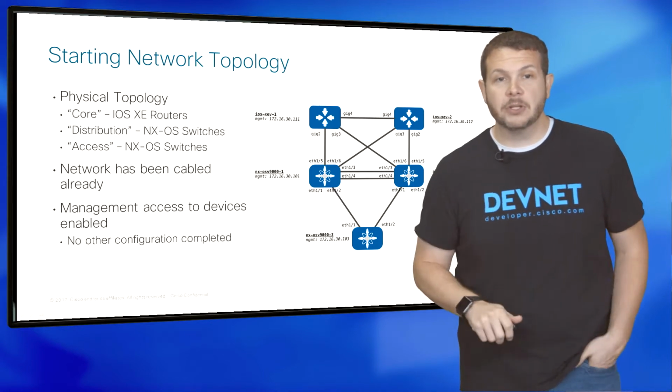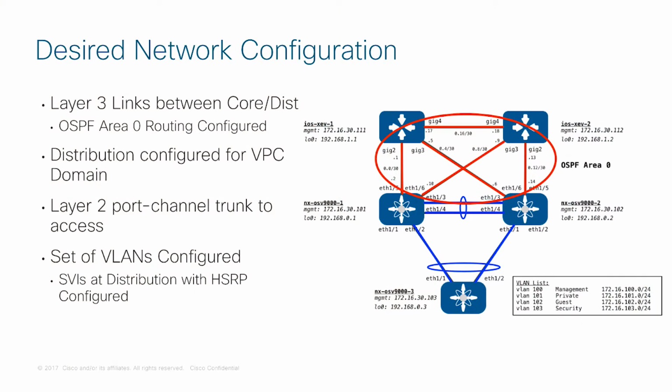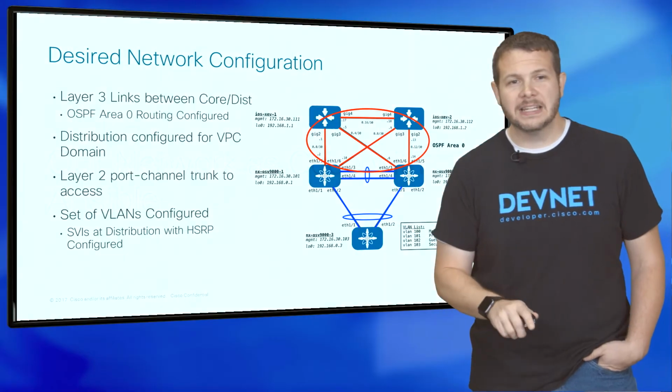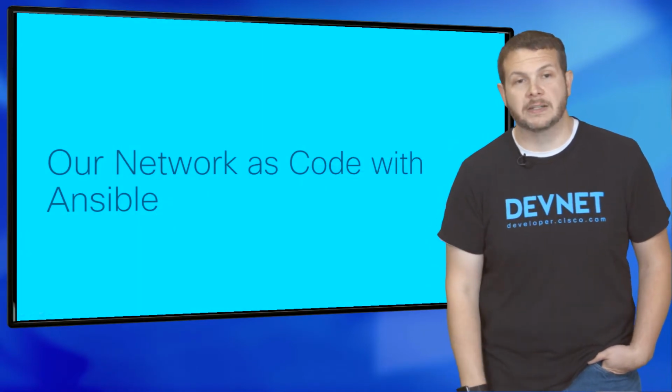Now, what we're trying to accomplish using our network as code principles is this. Between our core and distribution, we want to have layer 3 links with OSPF area 0 routing configured. In our distribution area, we want to configure a VPC topology between our distribution switches, which will enable layer 2 port channels down to the access layer. We'll have a set of VLANs configured and HSRP deployed at the distribution layer to provide access across all of those VLANs for host endpoints. With this in mind, let's talk about how we convert that intent, we convert that topology into code using Ansible.